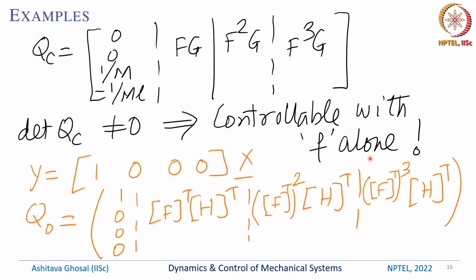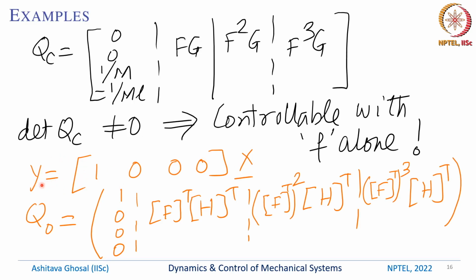Remember, there are two variables, one is x and one is theta. There is only one force F which is acting along the generalized coordinate x. Even then it is controllable. Meaning, let's go back to the basic definition of controllability: I can take the system from some initial state to another final state in finite time by applying this force F.